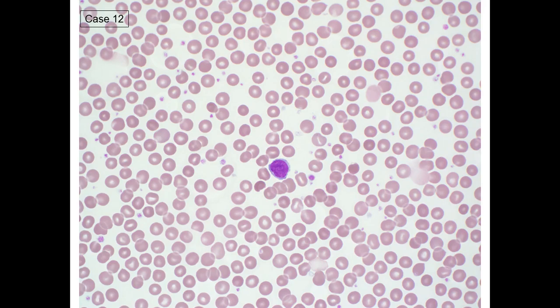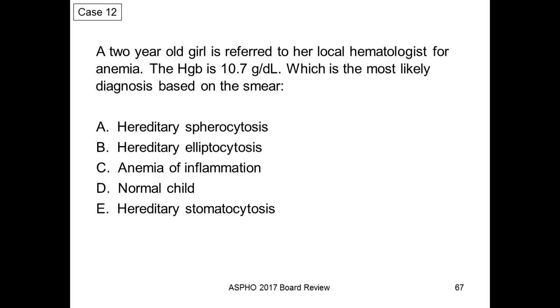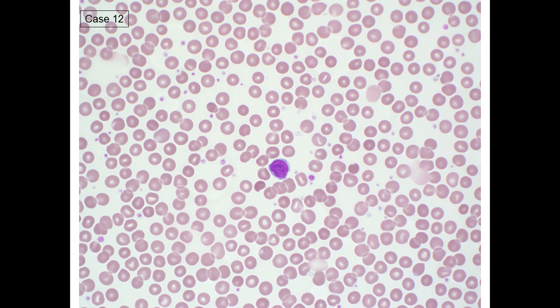Okay, so here's another case, a peripheral blood smear. So this is a 2-year-old girl who was referred to her local hematologist for anemia. The hemoglobin measured was 10.7, and what is the most likely diagnosis based on the smear? Is this an example of spherocytosis, elliptocytosis? Is this anemia of inflammation? Could it be a normal child? Or hereditary stomatocytosis? Here's the smear again.